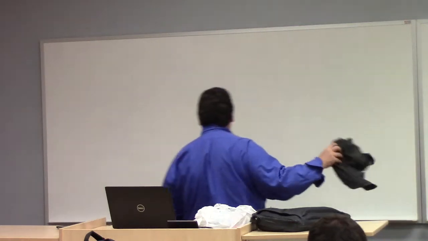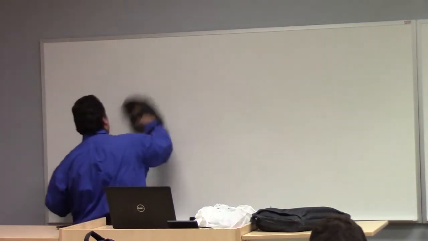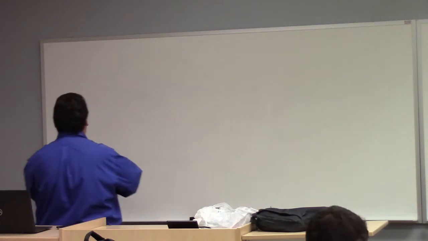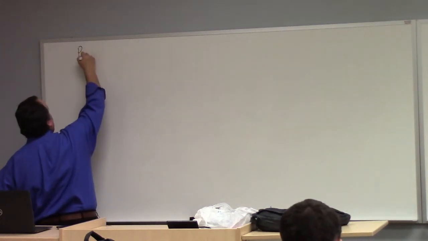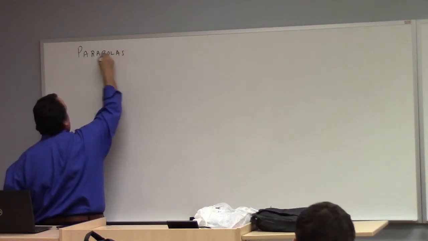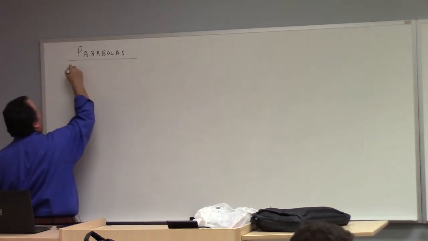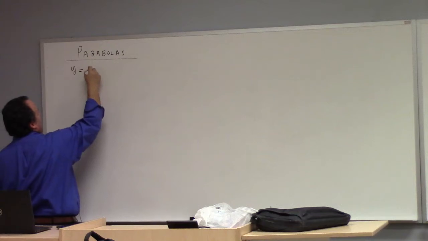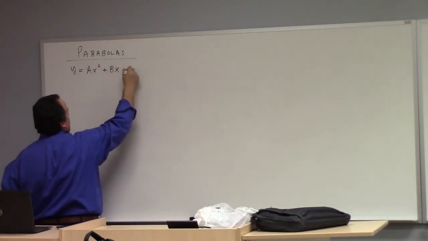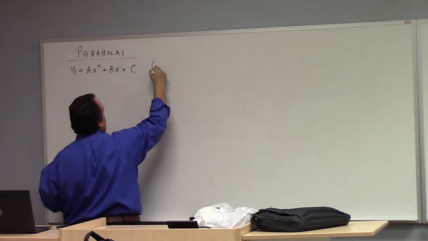Okay, so today we are talking about parabolas. So, what is a parabola? The standard form would be something like this: y equals ax squared plus bx plus c, standard form.